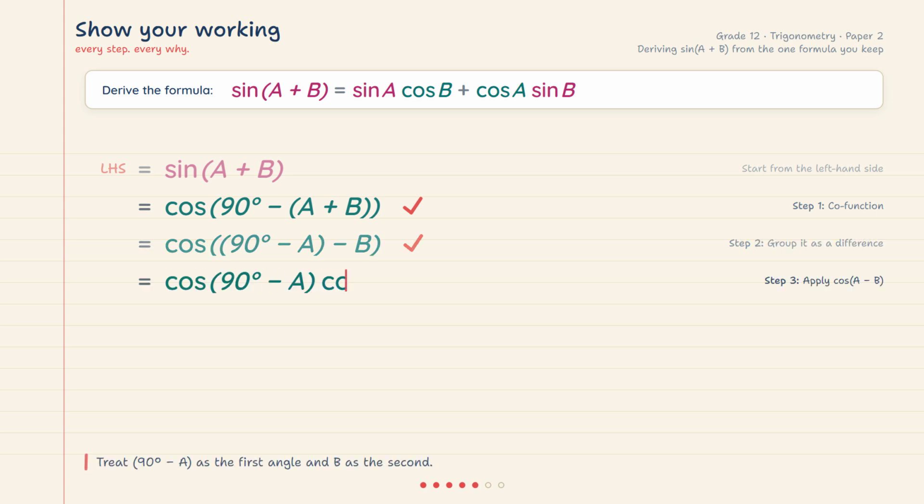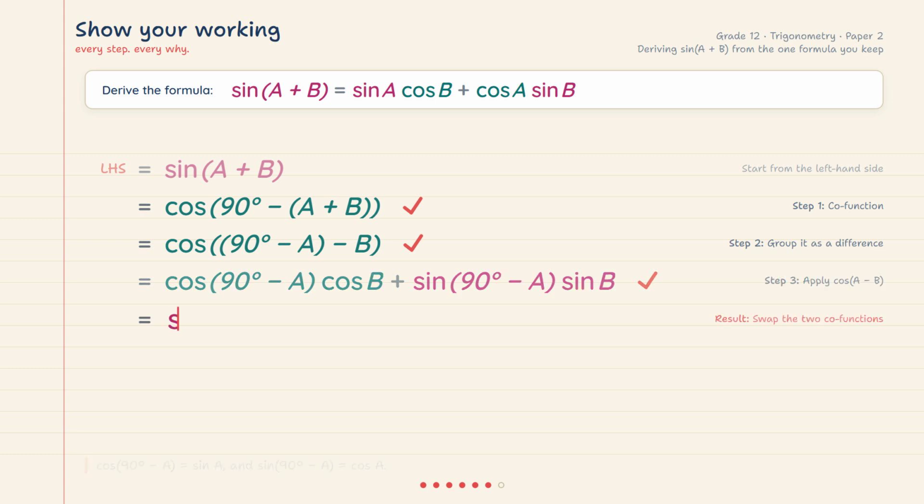Apply it. The first angle is 90 degrees minus A. The second angle is B. So this is cosine of 90 degrees minus A times cosine B plus sine of 90 degrees minus A times sine B. Almost there. Use the 90-degree rule twice more.